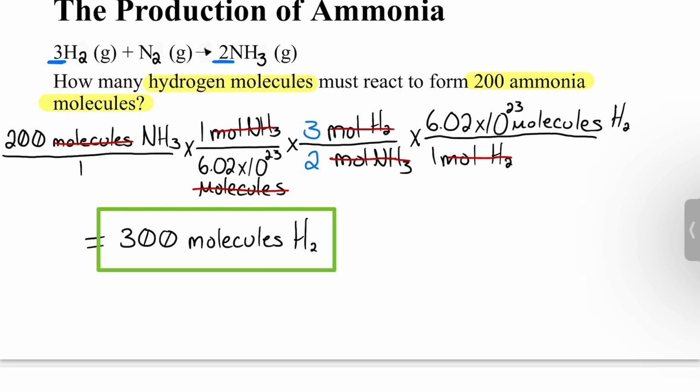And that's how we can use stoichiometry and the mole ratio from a balanced chemical equation to figure out how much of a product will be produced or how much of a reactant will be needed.